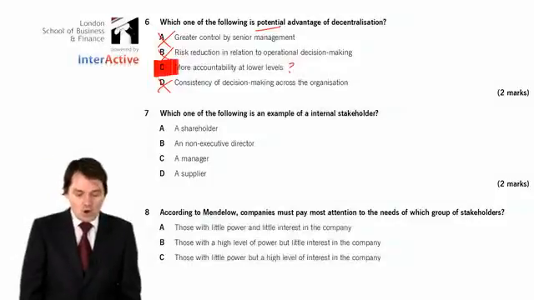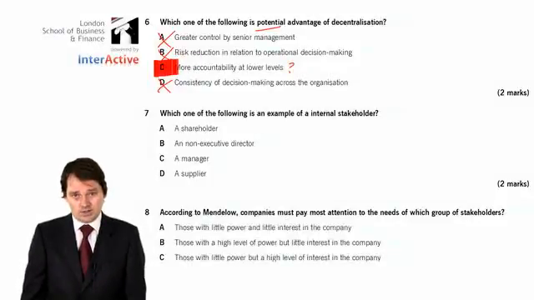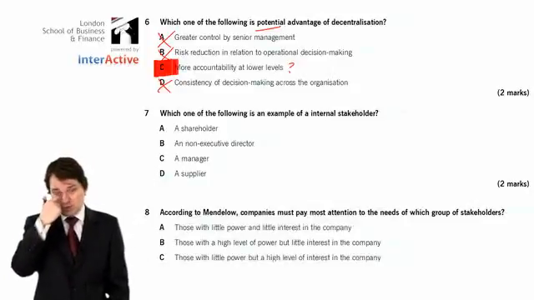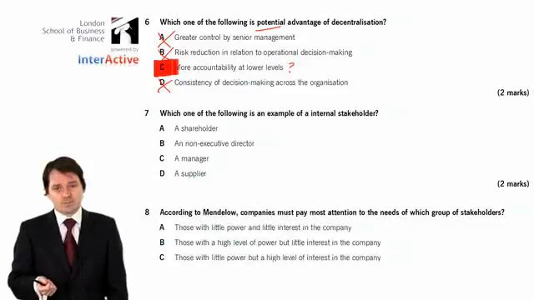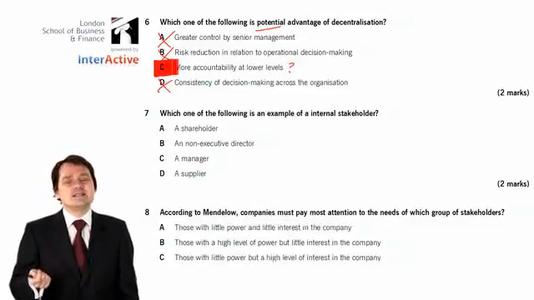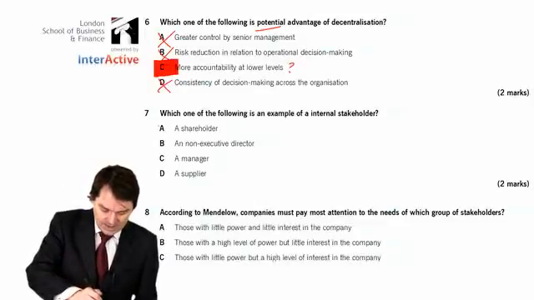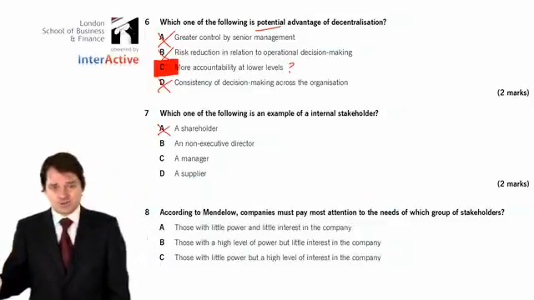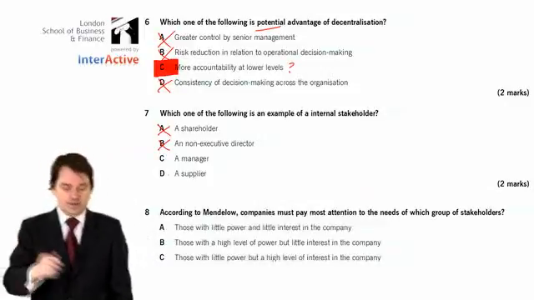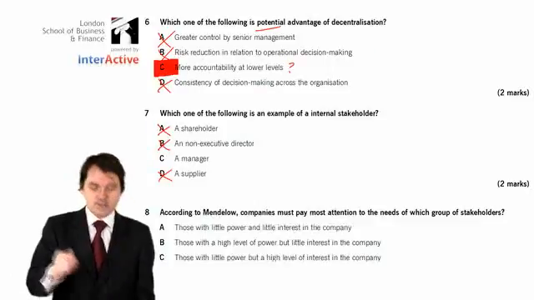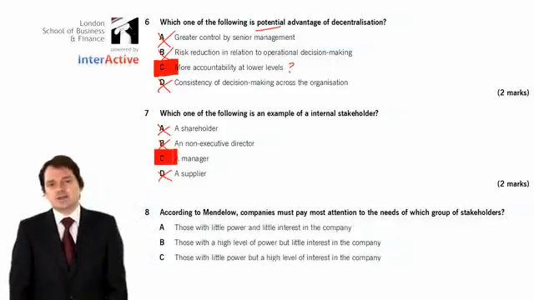Question 7. Which one of the following is an example of an internal stakeholder? An internal stakeholder is somebody who is interested in the organisation, but who works inside the organisation. So, it cannot be a shareholder, because they're outside. It cannot be a non-executive director, because they're outside. And it can't be a supplier, because they're outside. Again, process of elimination, that one C.